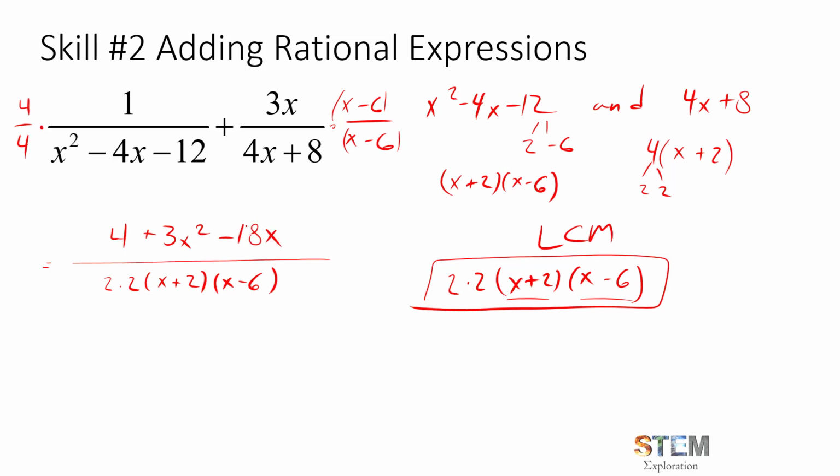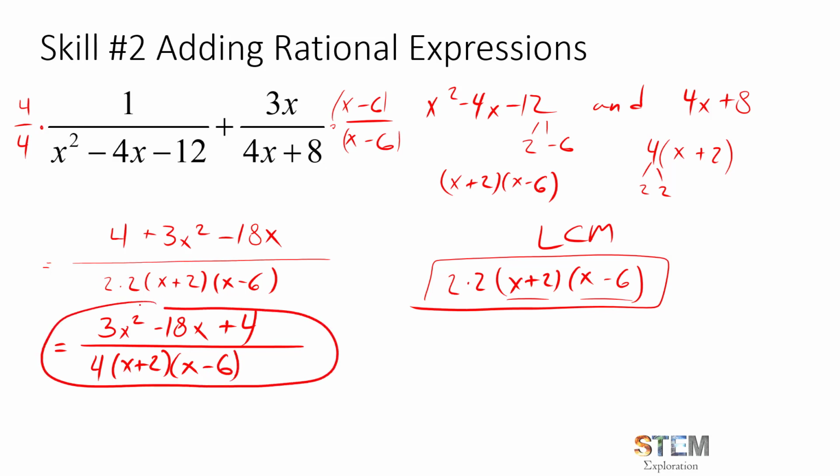And with this given circumstance now, I should rearrange this in standard form. So what my final answer should look like is 3x squared minus 18x plus 4. And I think I'm just going to multiply those two 2's together, but I am going to leave the rest of this factored. And this would be my final answer involved with combining these two separate rational expressions and adding them together.